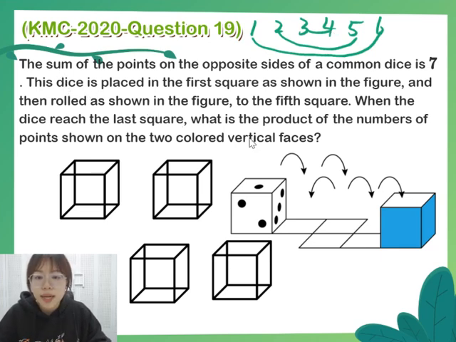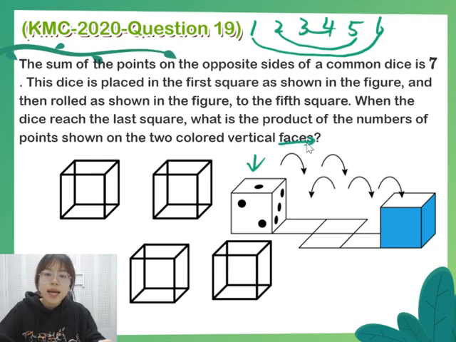This dice is placed in the first square, which is here, as shown in the figure, and then rolled as shown in the figure. So it's rolled to the right, right? Roll to the right, and roll in front, and right again to the fifth square, which means first, second, third, fourth, and fifth, and then to the last one.